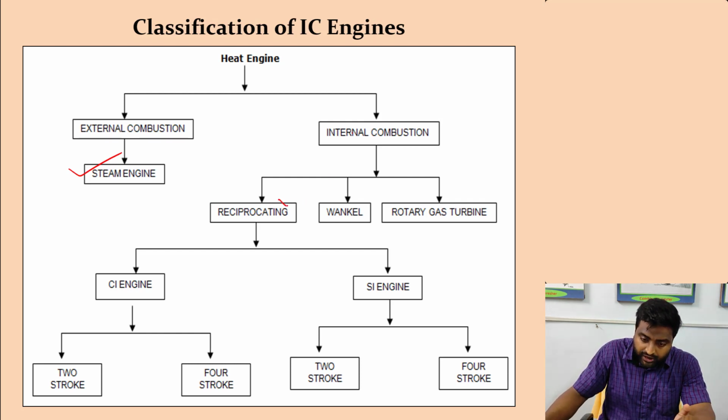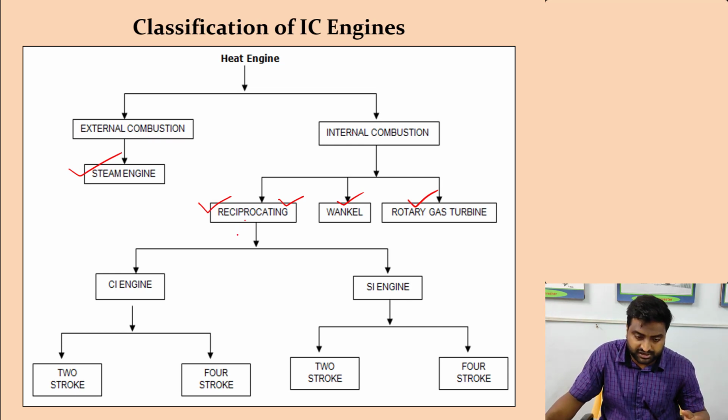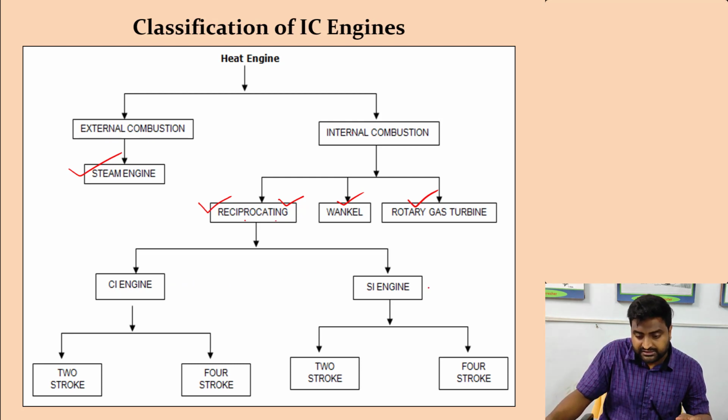The one is the reciprocating engine, Wankel engine, rotary gas turbines. So different engines are there which are used for different purposes. But basically we would concentrate on the reciprocating engine, because in the tractor or in the other automobiles, the reciprocating engine is being used for all purposes, right? So this reciprocating engine is again subdivided into two types. What are those? One is the CI engine, one is the SI engine.